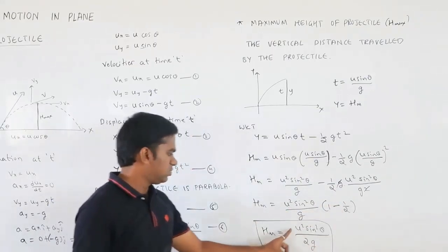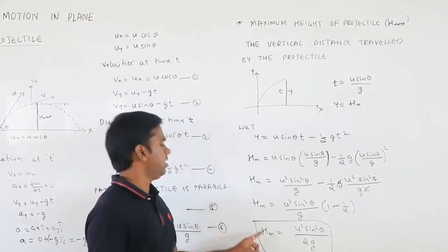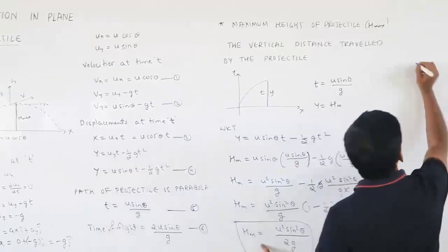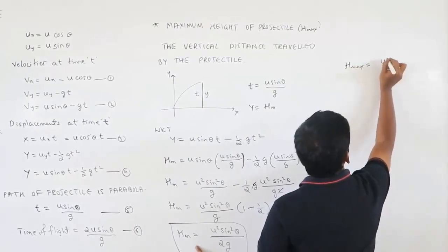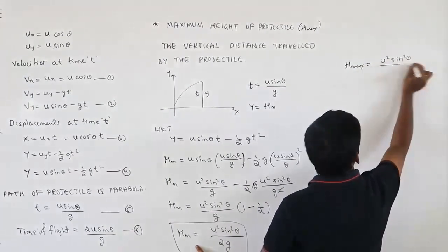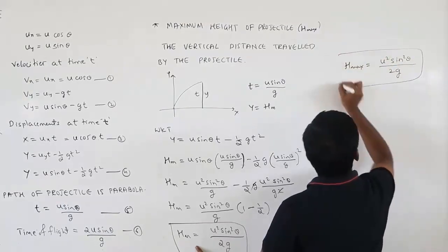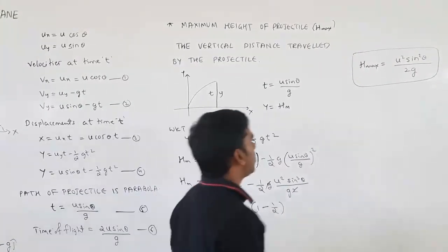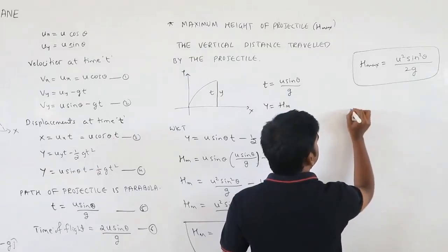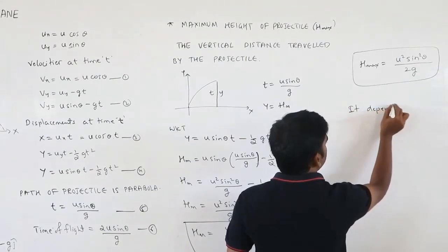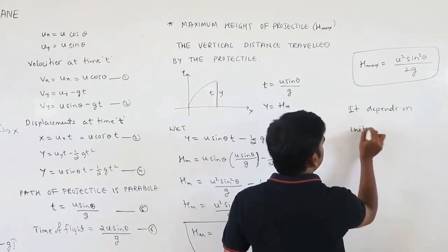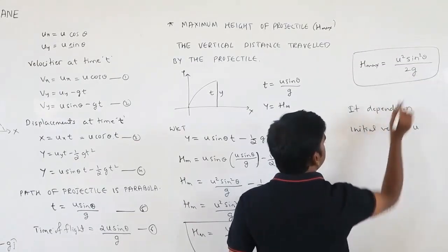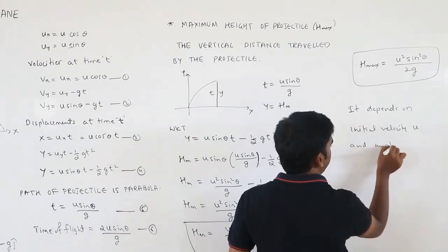This is the formula for the maximum height attained by the projectile. Hm equals u square sin square theta divided by 2g. So maximum height depends on what? It depends on initial velocity u, then angle of projection theta.